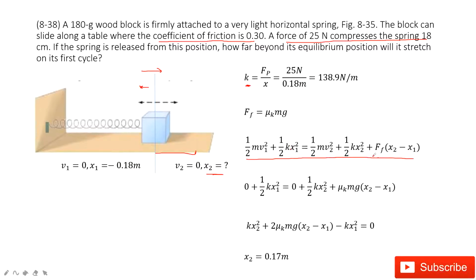So you can see we input the known quantities inside this equation. This is a core part of this solution. And this equation can be simplified as this one. And then you can see in this equation, x1 is given, k is given, mu_k is given, mass is given. So very easily we can solve this equation for x2, agree? After you input all the known quantities inside, you can solve for x2, 0.17 meter. Thank you.